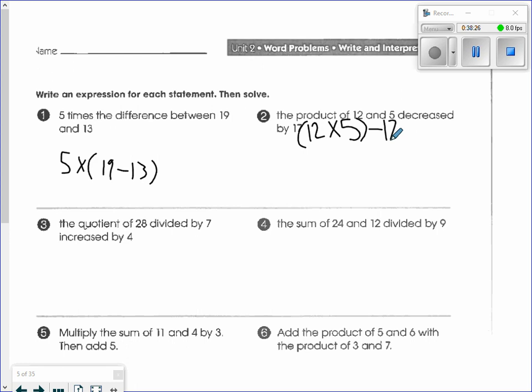So the quotient of 28 divided by 7, increased, going up by 4. And that's it. Well, good job.